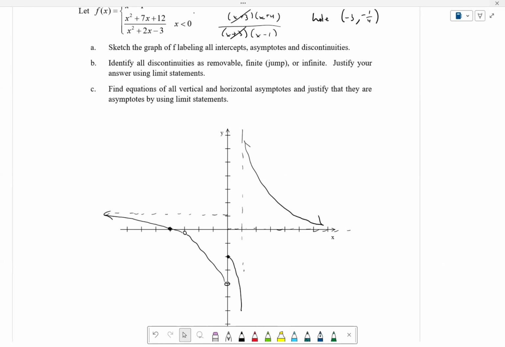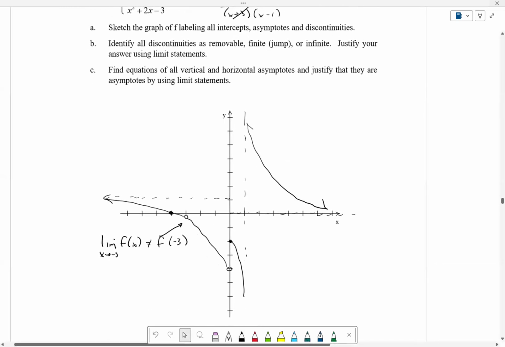Running a little bit low on time, so let's discuss. Going from left to right, the first discontinuity happens when x equals -3. This is called what kind of a discontinuity? Removable, because the limit as x approaches -3 exists, but is not equal to f of -3. That's a removable discontinuity.